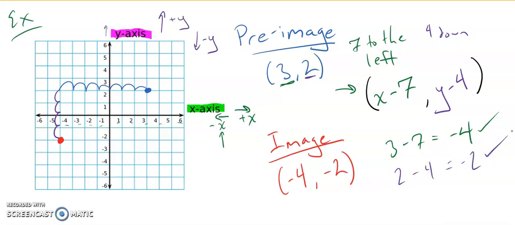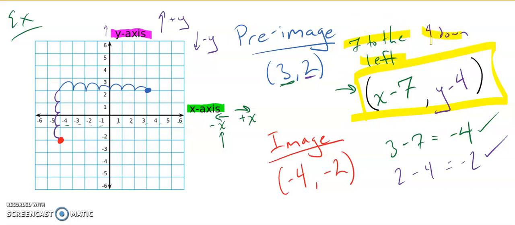So that's translation. And the way we actually describe it is right over here, highlighted. This would be the description of the translation that we did. You could also say things verbally like 7 to the left, 4 down, or the way they usually present it in mathematical notation would be x minus 7, y minus 4. Let's look at another example of this.